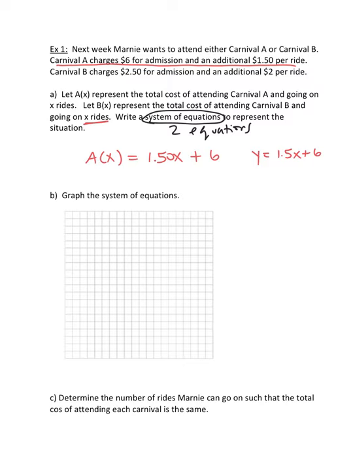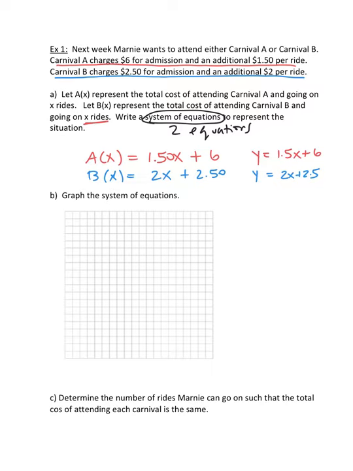And then for Carnival B, they charge $2.50 for admission and an additional $2 per ride. So B of X equals $2 per ride, 2 times X rides, plus $2.50. So again, if you think of it as y equals mx plus b, y equals 2x plus 2.5. And we need to graph this system.